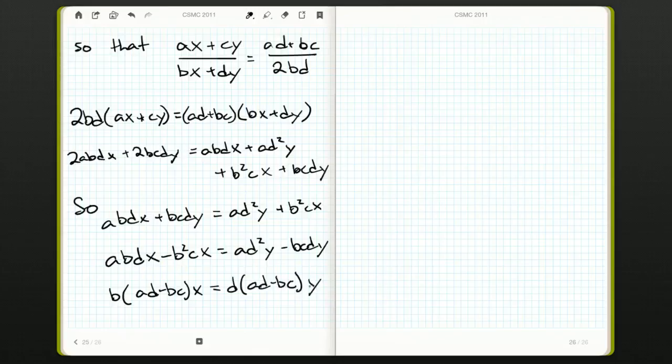Okay. Now, in order for these to be equal, let's see here. I'd like to divide by AD minus BC. Can I? Is that going to be 0? That's a good question. Is that going to be 0? I don't think it should be 0.